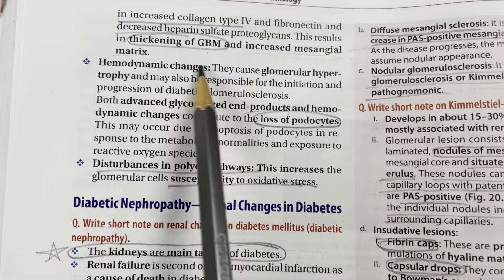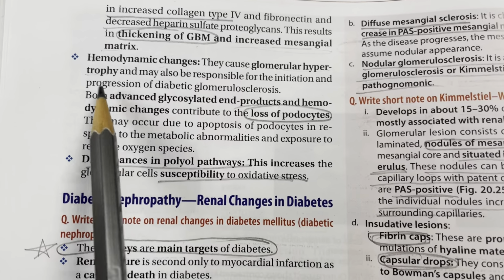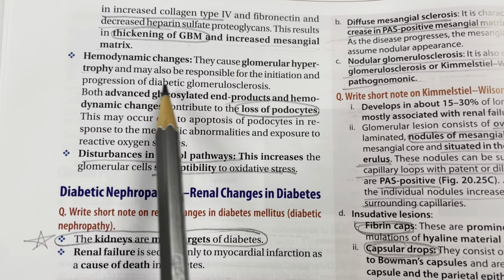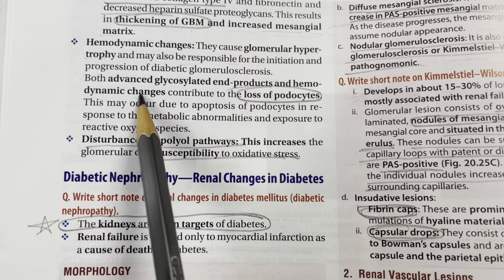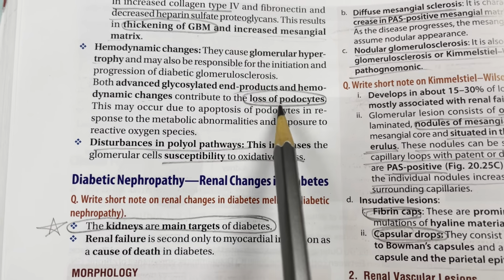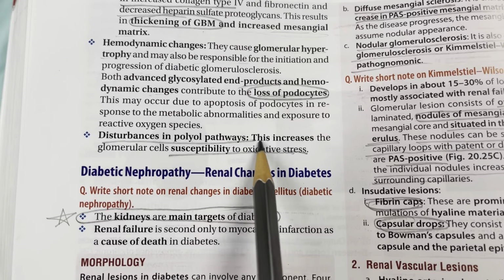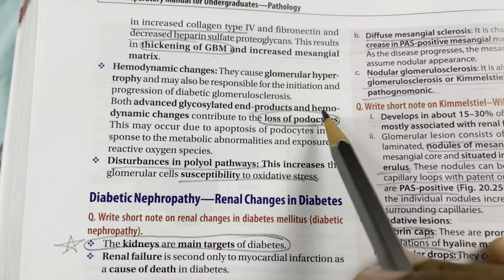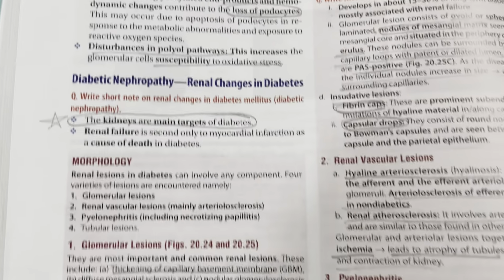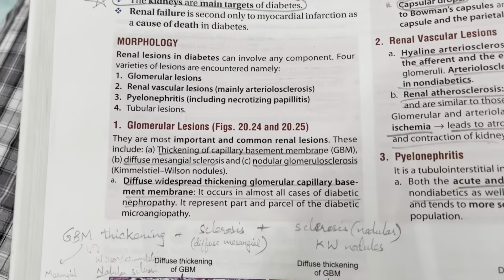Next, there are hemodynamic changes which cause glomerular hypertrophy, and they may also be responsible for the initiation and progression of diabetic glomerular sclerosis. Both AGEs and hemodynamic changes contribute to loss of podocytes. And finally, there are disturbances in polyol pathways which increase the susceptibility to ROS. Okay, so ROS, loss of podocytes, and basement membrane thickening, increased matrix.